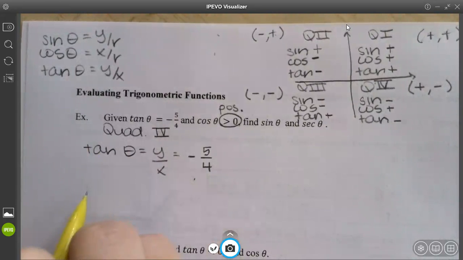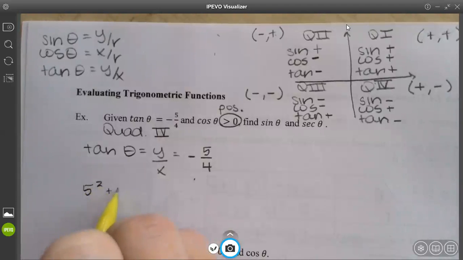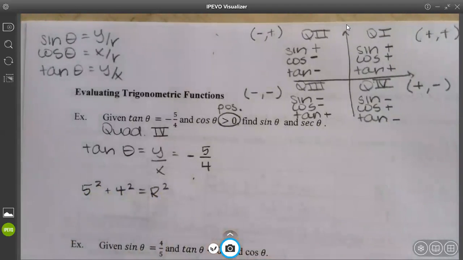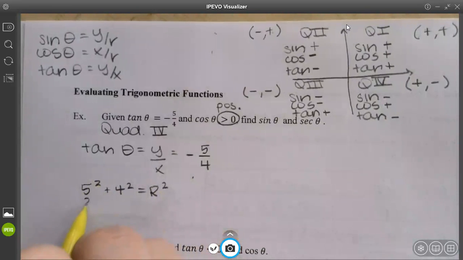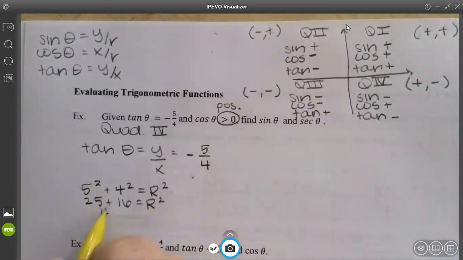And what's going in that Pythagorean theorem? So 5 squared plus 4 squared equals R squared. Or if you remember the other formula, that's fine. What is 5 squared plus 4 squared? What's 5 squared? 4 squared. 25 plus 16. 41. And then square root. You don't have to change it. Leave it as the square root of 41.